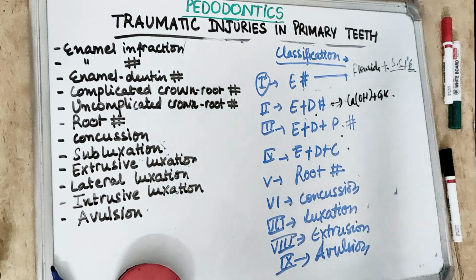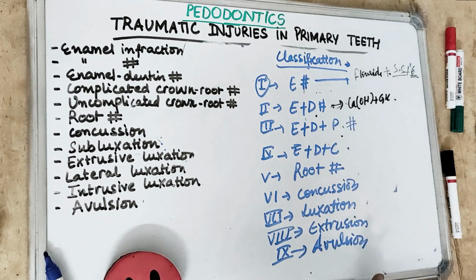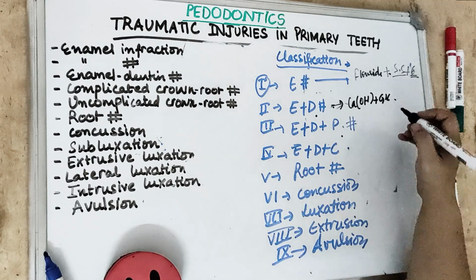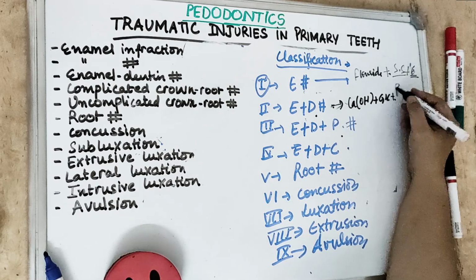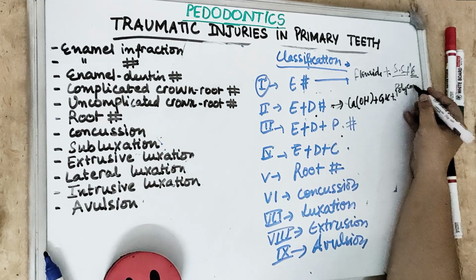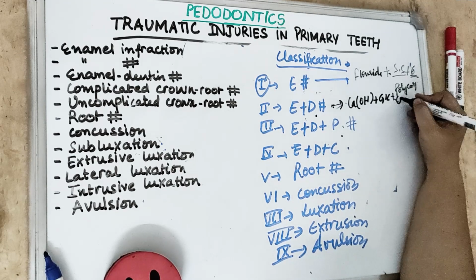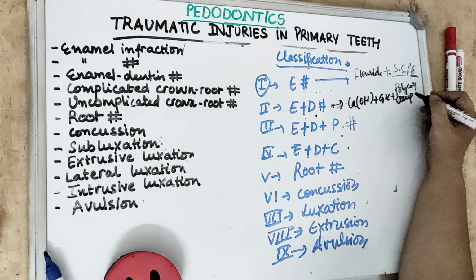You should apply calcium hydroxide or GIC as soon as possible after the trauma. And if there is extensive loss of tooth structure, then you can restore with the help of a polycarboxylate crown, or you can bond it with a composite restoration for aesthetics.